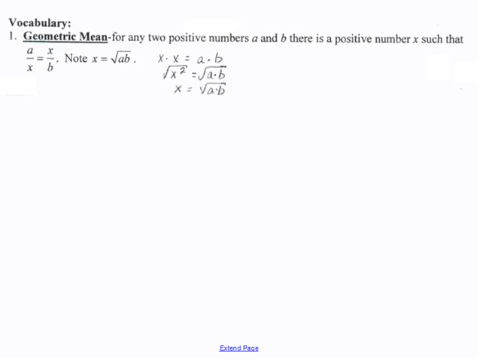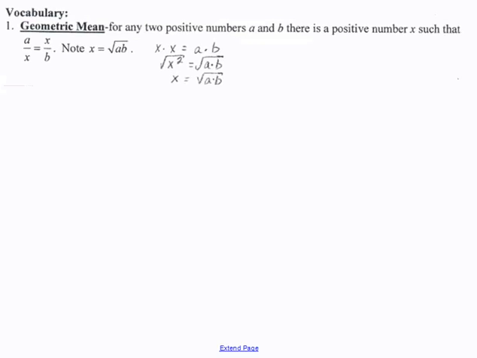Our vocabulary here is geometric mean. Geometric mean means that there are 2 positive numbers, A and B, and there's a positive number x so that this happens right here. That's geometric mean. And it will become more clear once we go on and explain it a little bit.